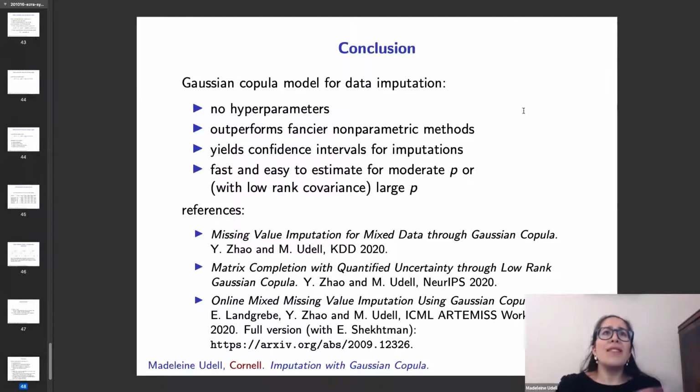So what's great about this? The Gaussian Copula model, my new favorite model for missing value imputation. It has no hyperparameters. It outperforms a lot of fancier non-parametric methods. It yields confidence intervals for imputations. And it's fast and easy to estimate for moderate numbers of columns, or if you assume a low rank covariance matrix, even for very large numbers of columns, like recommender system scale problems. Great. So with that, let me pause and see if there are any questions.